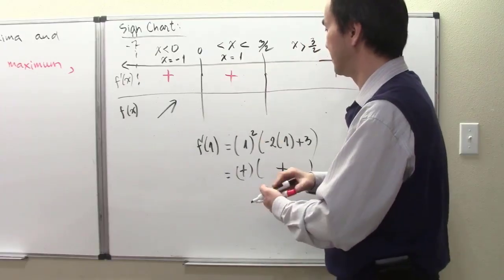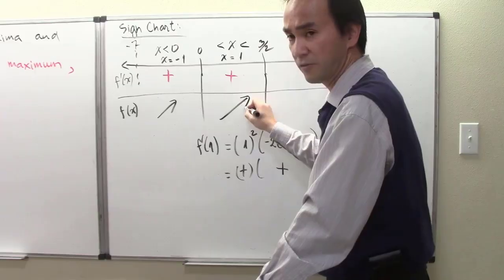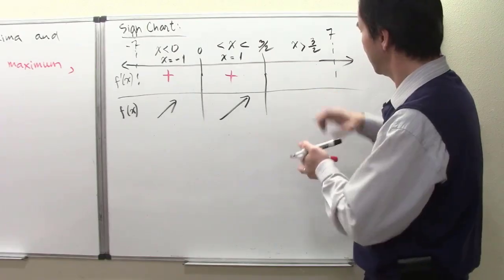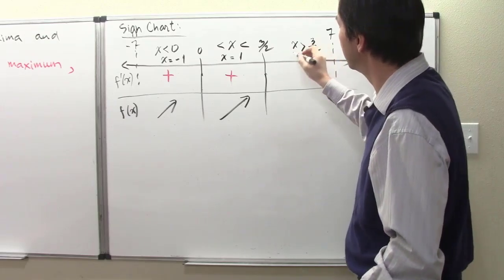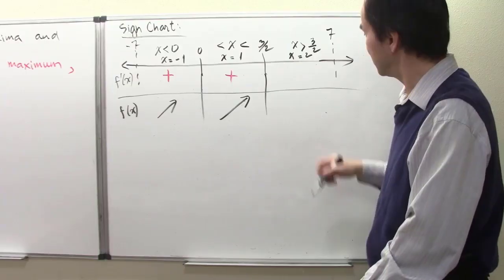Positive sign right here. So our function is still increasing in that interval. Okay? And then here I can choose x equals 2, for example, right? That's our test point right here.